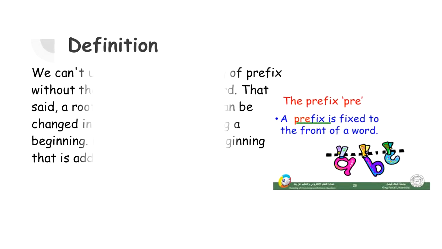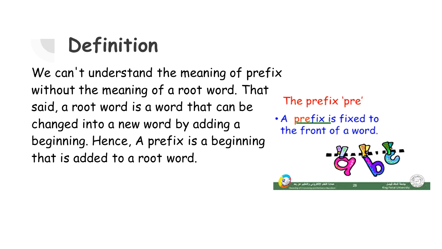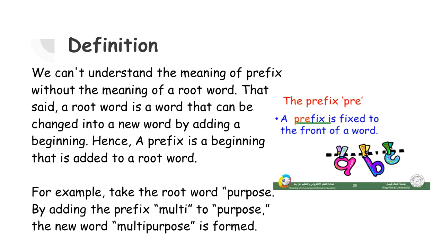Let's define a prefix. We can't understand the meaning of prefix without the meaning of a root word. That said, a root word is a word that can be changed into a new word by adding to the beginning. Hence, a prefix is a beginning that is added to a root word. For example, take the root word purpose. By adding the prefix multi to the word purpose, the new word multipurpose is formed.